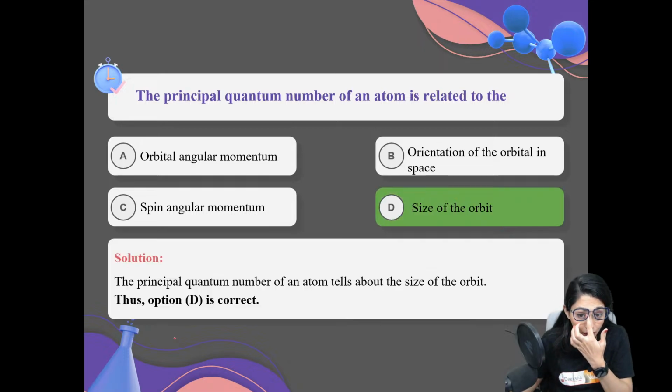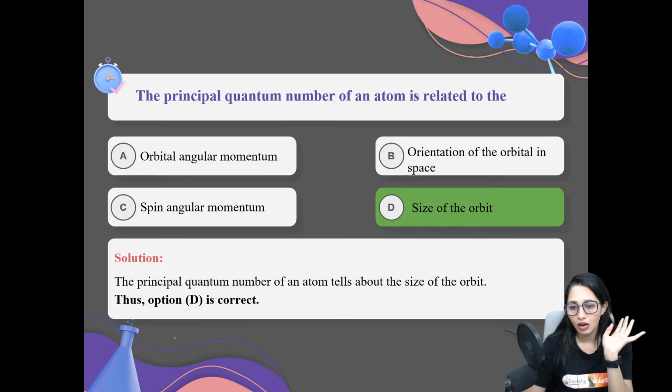It is the size of the orbit. Okay. So yes, the principal quantum number of an atom tells about the size of the orbit, the distance from the nucleus to the orbit. Okay.